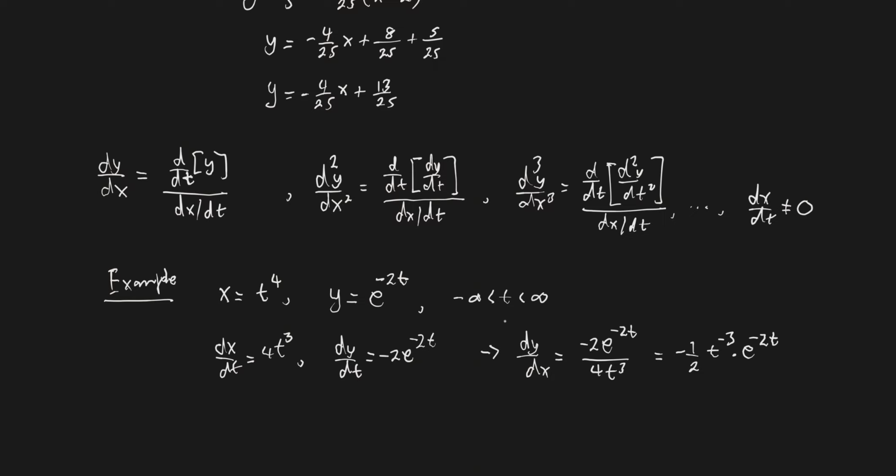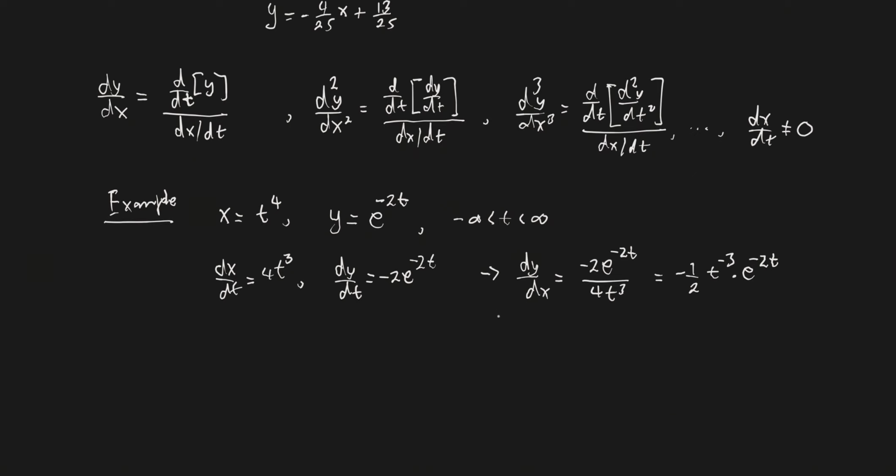Let's find our second derivative now and see how this would work. So we have to take the derivative of our first derivative and then divide it by dx/dt. So again, we're going to set up this fraction. Let's find the derivative of this separately and then write down the expression for the second derivative. So let's take the derivative of what we have there, the negative 1/2 t to the negative 3 times e to the negative 2t.